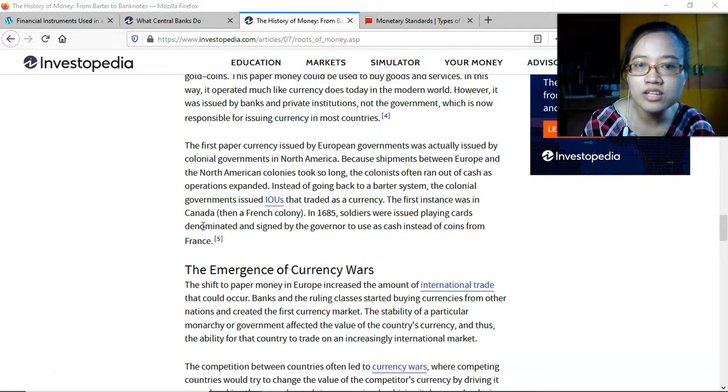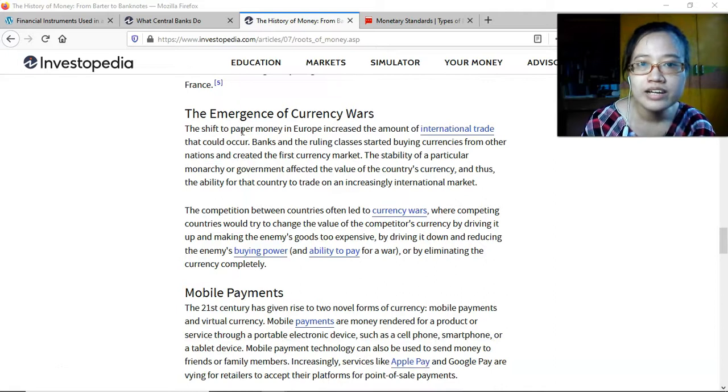Okay, the first instance was in Canada, then a French colony. In 1685, the soldiers were issued playing cards denominated and signed by the governor to use as cash instead of coins from France. Currency wars.